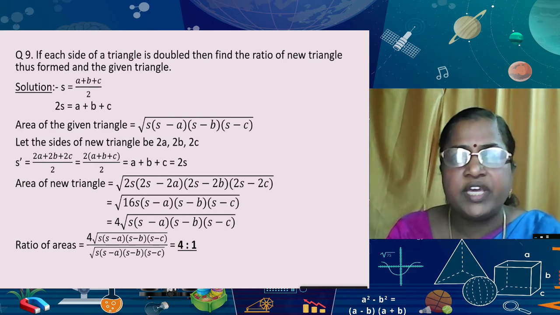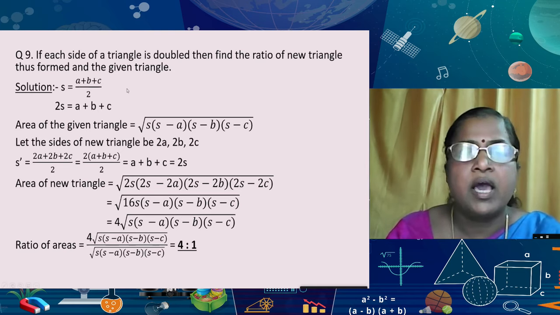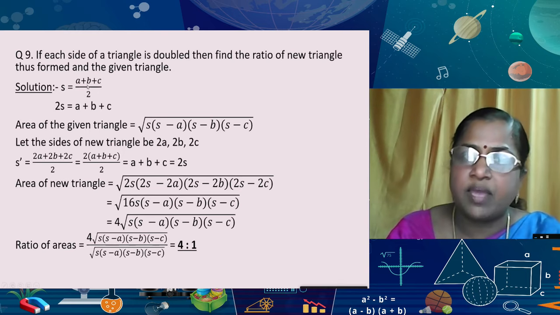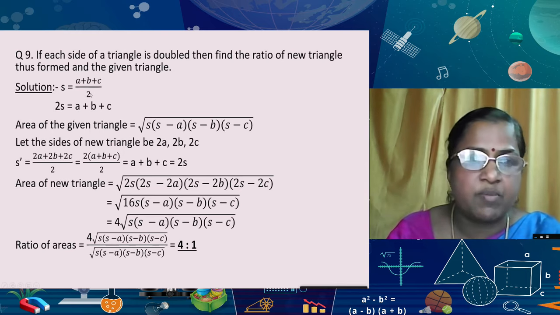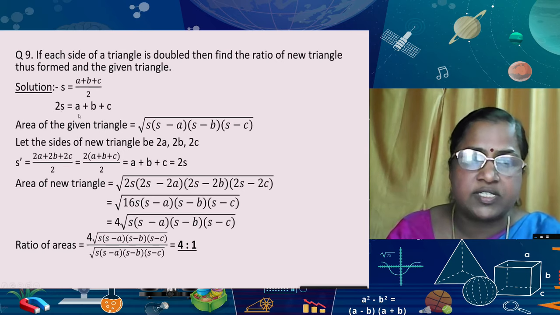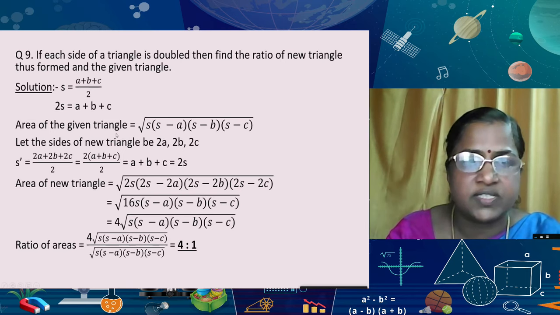Now, if each side of a triangle is doubled, then find the ratio of the two triangles thus formed and the given triangle. Here we are given S is equal to a plus b plus c upon 2. You know the semi-perimeter of the triangle is a plus b plus c upon 2. Therefore, we can multiply these two and 2S is equal to a plus b plus c. And we can find the area of a triangle by the formula root of S into S minus a into S minus b into S minus c.